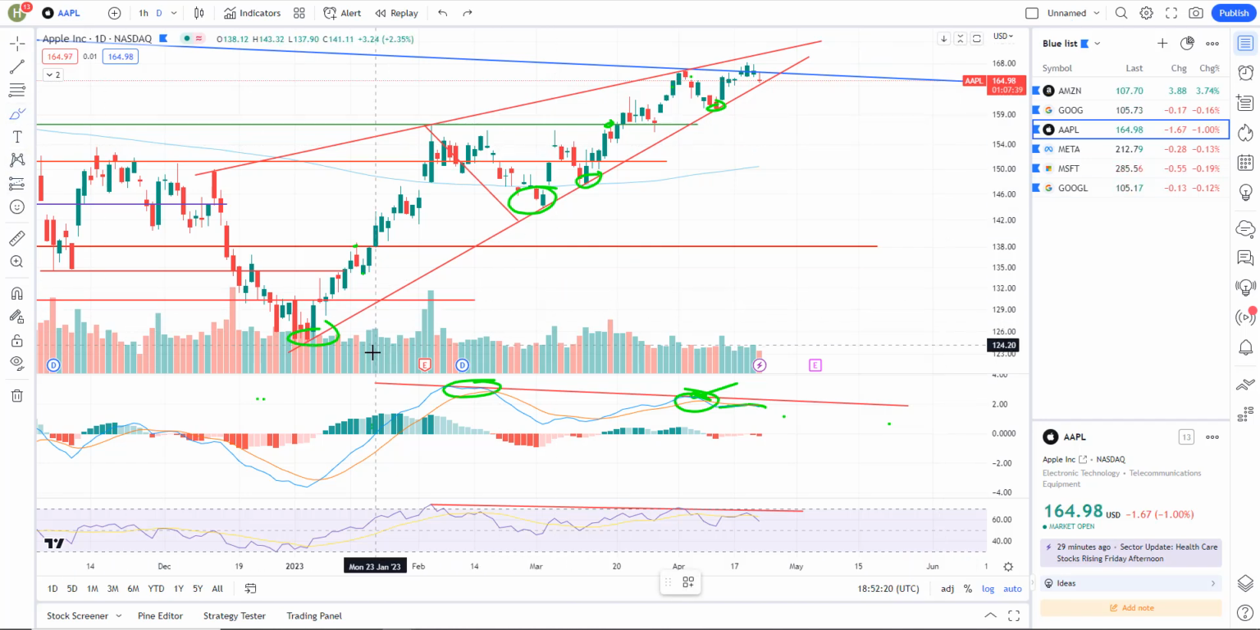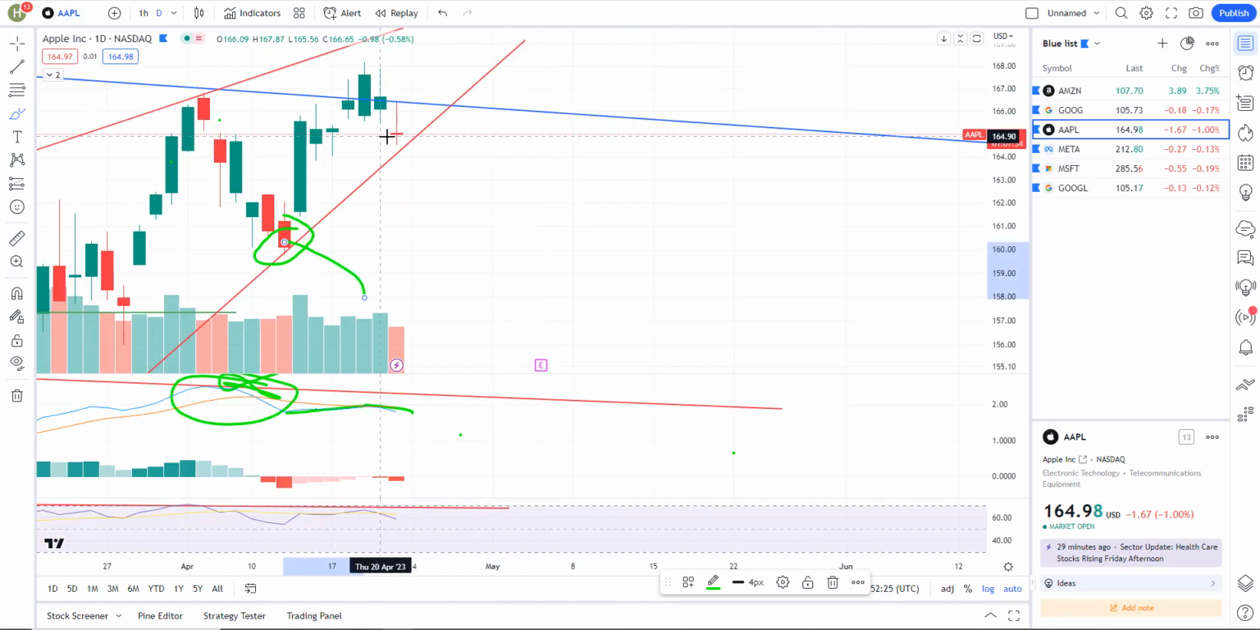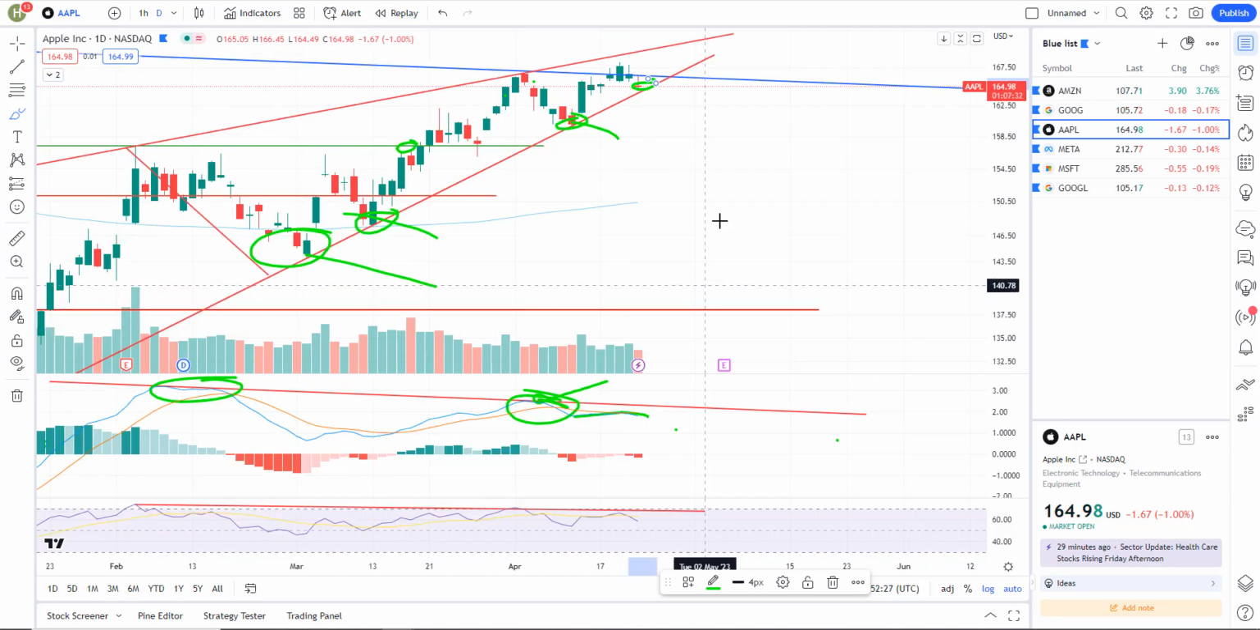Until then, we are at support. You can see right here all the tags. There's another one, and right in there, pretty much at support. So we haven't broken down yet. We don't have that confirmed sell signal in Apple.